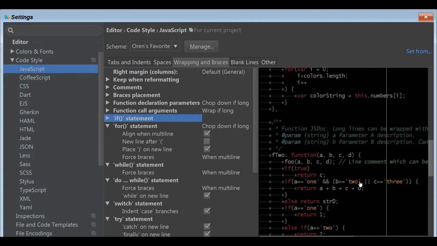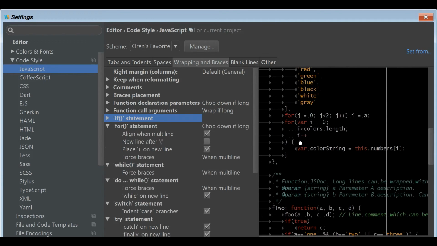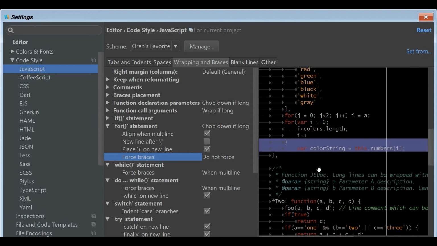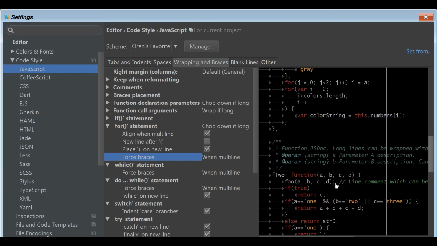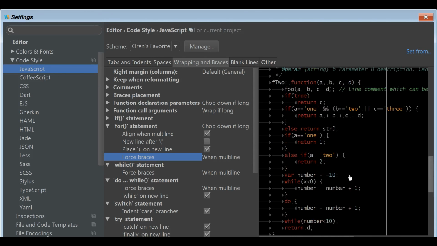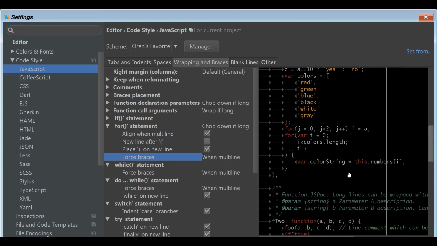Interesting, I didn't even know this was a thing, but it's really cool that WebStorm will correctly chop them down, and then there's this notion of if you are chopping, use braces. I think this is very unreadable as is, so when multi-line, that's awesome. I'm trying to find the for loop that doesn't have that. Yeah, here's the for loop that shows, hey, this is an inline one, and if they put another line or whatever, who cares? This I still think is very readable.